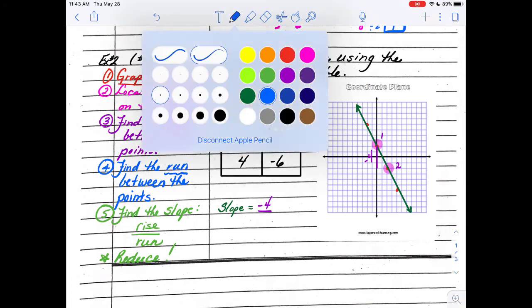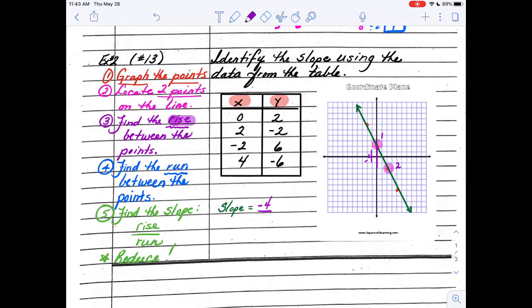Now we're going to look for the run. And when I look for the run, it's telling you, again, left to right when I run. So if I went down 4, now will I go left or right? Exactly. I'm going to go right. And when I go right, that's positive. So when I go right, how many places did I have to go right? 2. So my run is +2.